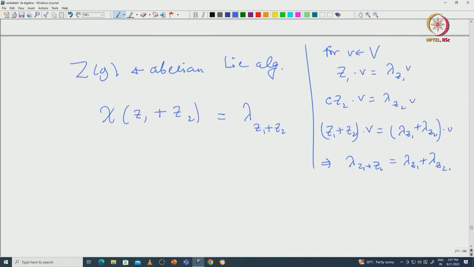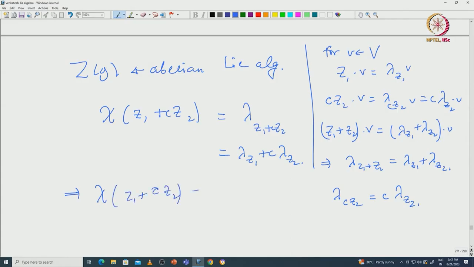Similarly, if you take a scalar, then you get a scalar here, okay. And then that will also tell you that you get the scalar outside, c times lambda Z2 times v, okay. So lambda of c Z2 will be equal to c times lambda Z2. So this forces that this is linear, okay. So this implies chi of Z1 plus c times Z2 is the same as chi of Z1 plus c times chi of Z2. So that implies chi is linear.